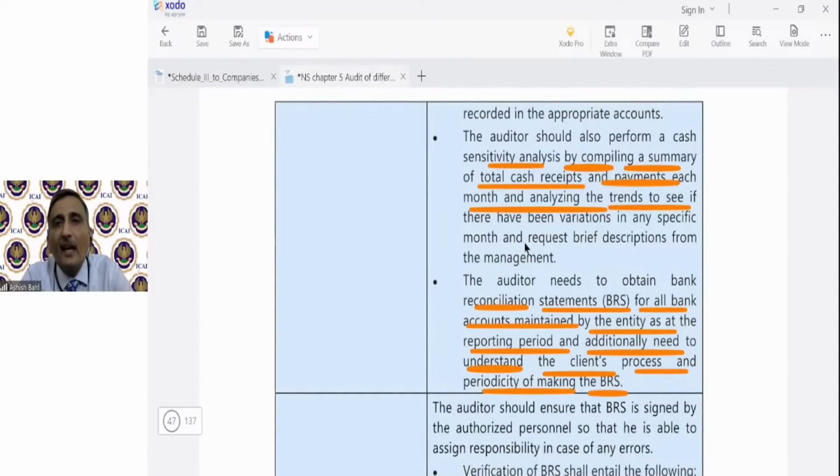So he may reperform to obtain comfort. He may use reperformance as an audit procedure to obtain assurance that bank reconciliation statements are being prepared properly.